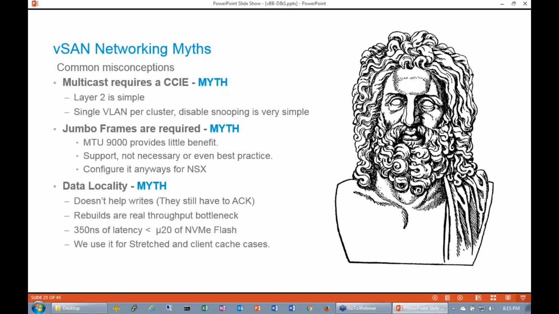Another big myth when it comes to the network is that jumbo frames are absolutely not required. I talked to one of our TAMs just Monday, and he's like, oh yeah, you have to have jumbo. I'm like, no, you don't have to have jumbo frames. He's like, you don't? No, absolutely not. You don't have to have jumbo frames.